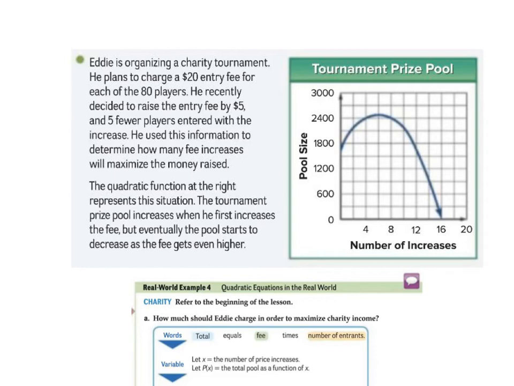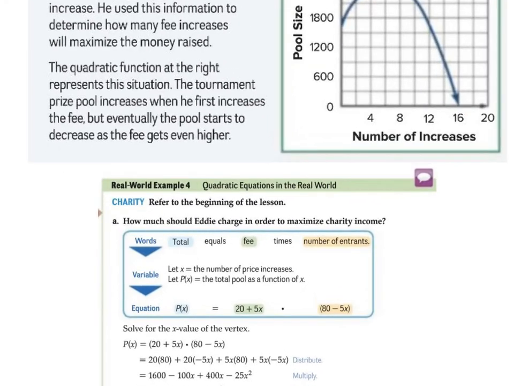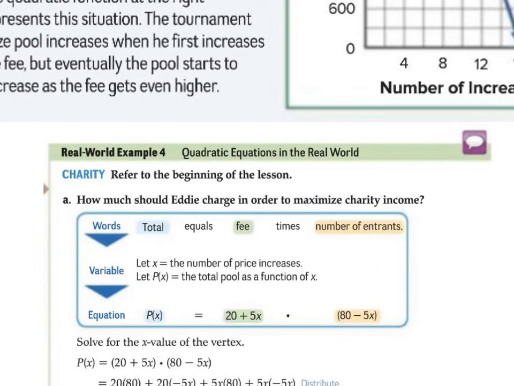In the example they give you in the book, Eddie is organizing a tournament. He charged $20 for the 80 players, and then every time he raised it by $5, five people would leave the tournament. So he used this information to figure out how much he should charge in order to maximize his revenue. So what we need to do is write out the problem.